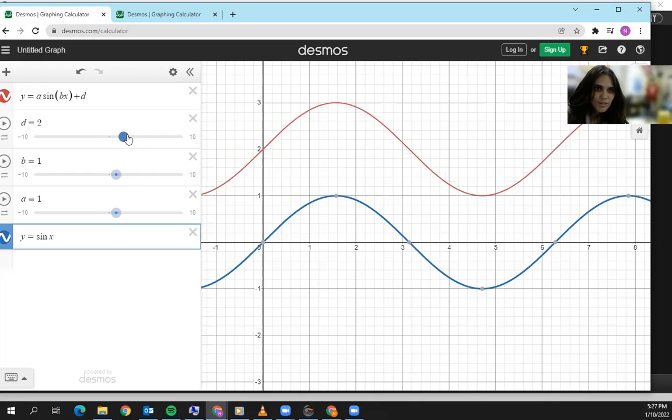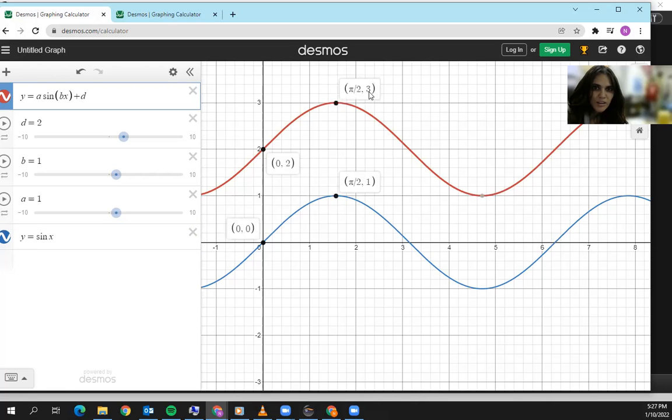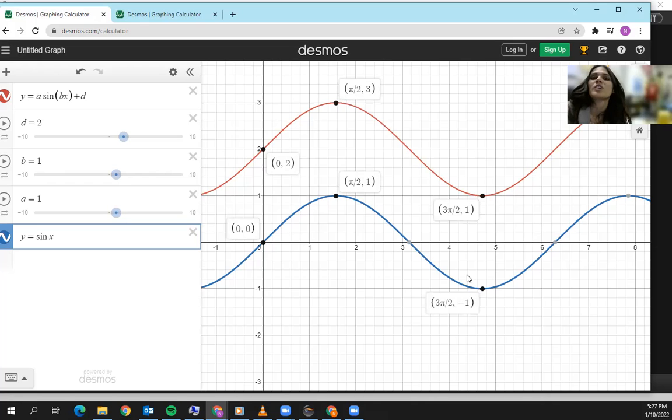I can get it at 2, right there. Well, what happened to my entire graph? Here I had 0, 0. Here I have 0, 2. Here I had pi over 2 on the x-axis and 1 on the y. What am I going to have here? Pi over 2, 3. Here I had 3 pi over 2, comma 1. Here I'm going to have 3 pi over 2, comma positive 1. Over here is negative 1.